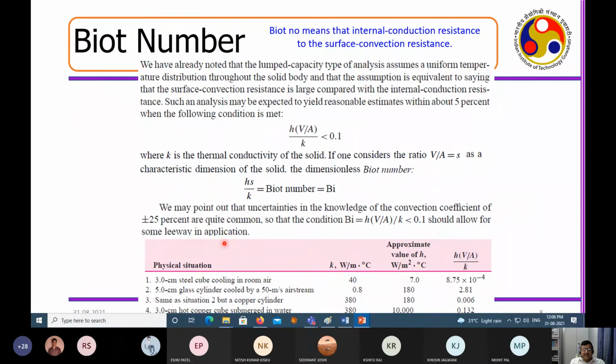Once that is clear, then we went into defining two dimensionless numbers. One is called the Biot number and the other is called the Fourier number. So what is the Biot number? Suppose you have a conducting medium and it is surrounded by a convective medium. The ratio of the internal conduction resistance to the surface convection resistance is called the Biot number. And if it is less than 0.1, then only we can consider the system to be a lumped system.